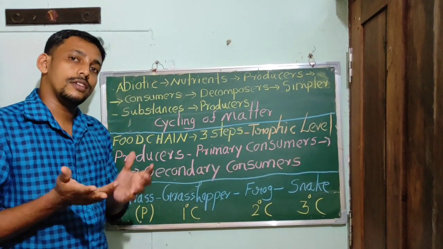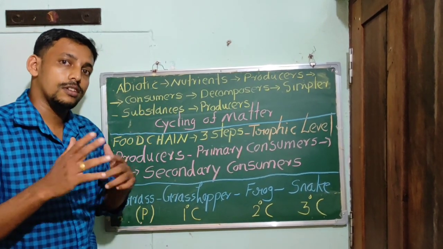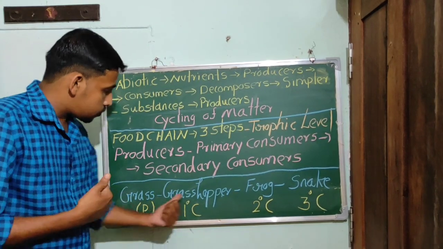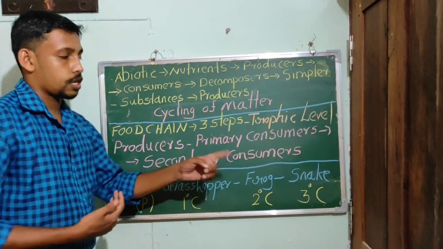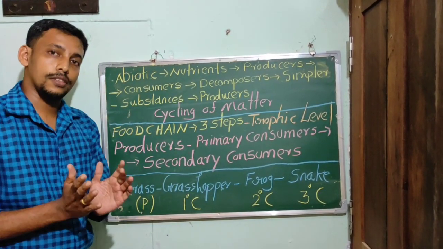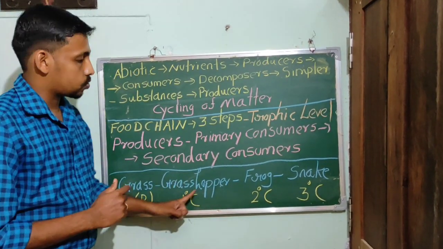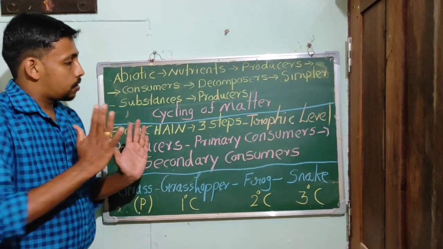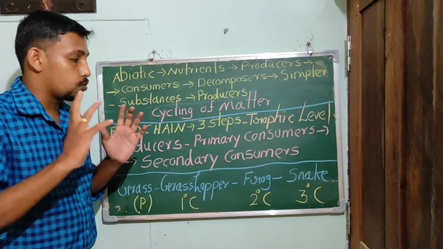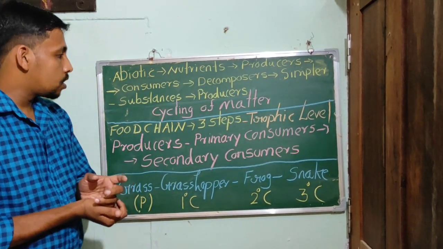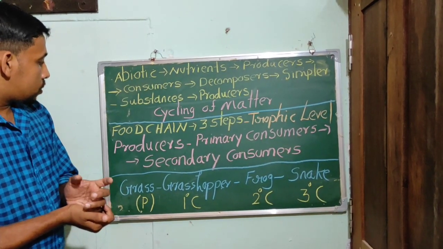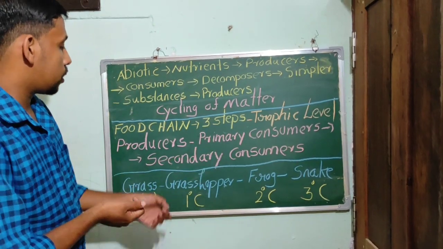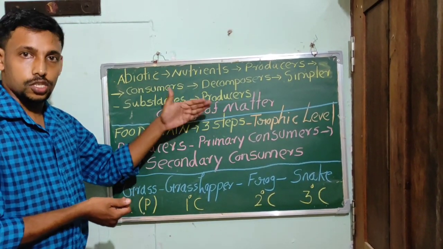Even though there may be food chains with more than 3 steps. For example, this food chain consists of 4 steps, so there are 4 trophic levels: grass, grasshopper, frog, and snake. So you can see that there are different types of food chains. Producers, primary consumers, and secondary consumers are the 3 steps.